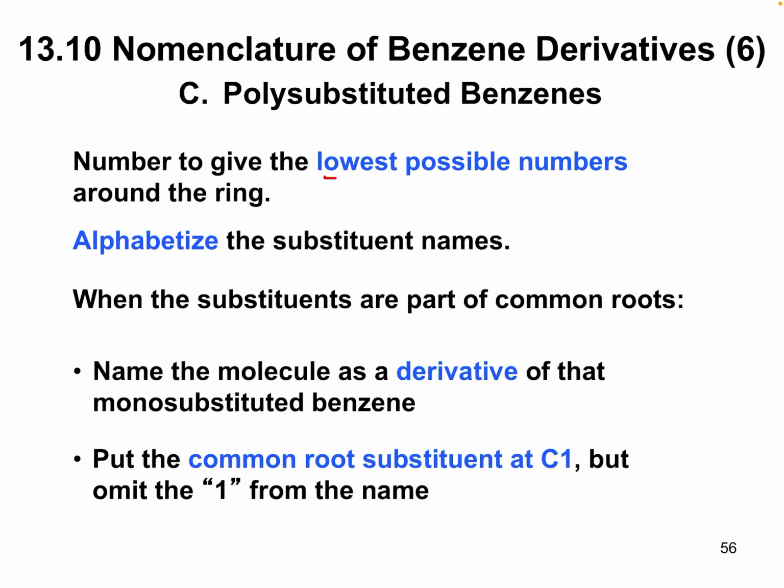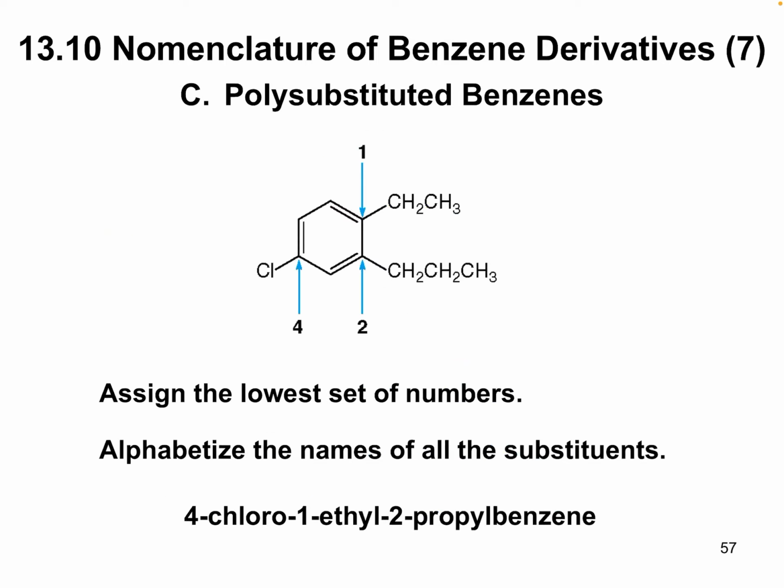When we have more than 2 substituent groups on a benzene, we just have to make sure to number them to give the lowest possible numbers. And if it's one of those derivatives of benzene that already has its own name, like toluene, then we would start counting carbon number 1 at the carbon that had that substituent group that gave the benzene derivative its name. So let's do a few examples of that, all right?